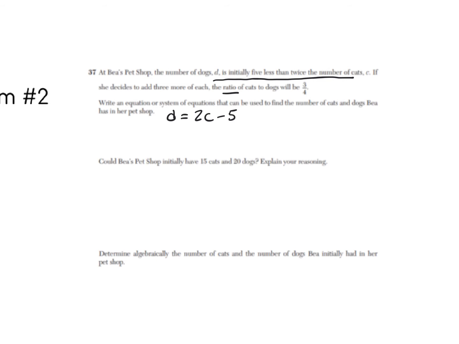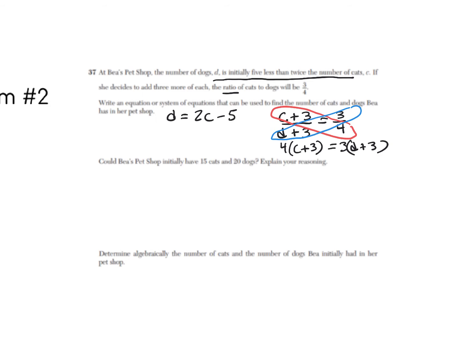So it asks you to write an equation that can be used to find the number of cats or dogs. So that ratio word is important, because if she adds 3 cats, she'll have cats plus 3. If she adds 3 dogs, she'll have dogs plus 3, and the ratio is 3 to 4. Remember, cross multiplication is how you would solve a problem like this. So you would say 4 times cats plus 3 equals 3 times dogs plus 3.